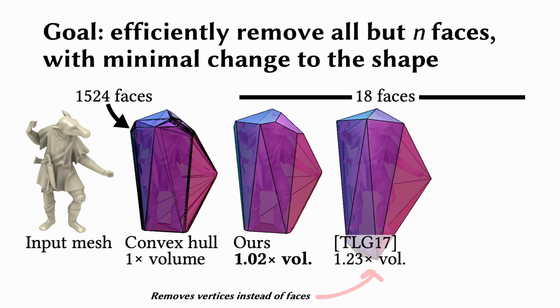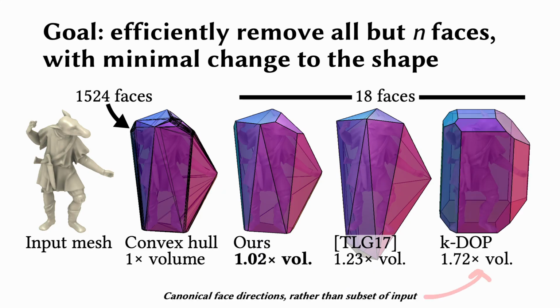Compared to some other works, this work, for example, removes vertices and tries to keep a triangle mesh that contains the shape, but doesn't do quite as well in terms of the volume preservation. And this standard technique for bounding volume hierarchies fixes the plane orientations ahead of time and just makes those as close as possible to the shape. And this does very poorly in terms of volume preservation.